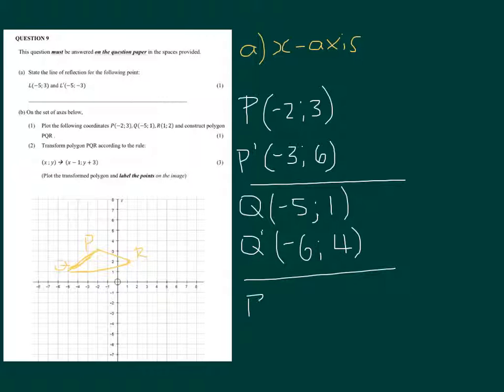Lastly, let's do our R, and our object was 1 and 2, and again we've got to subtract, so subtracting 1 from the x coordinate. 1 minus 1 will give us 0, and we've got 2 add 3, that will give us 5.